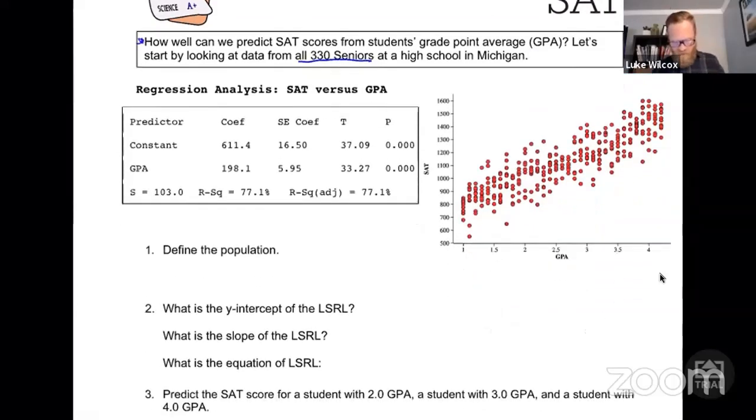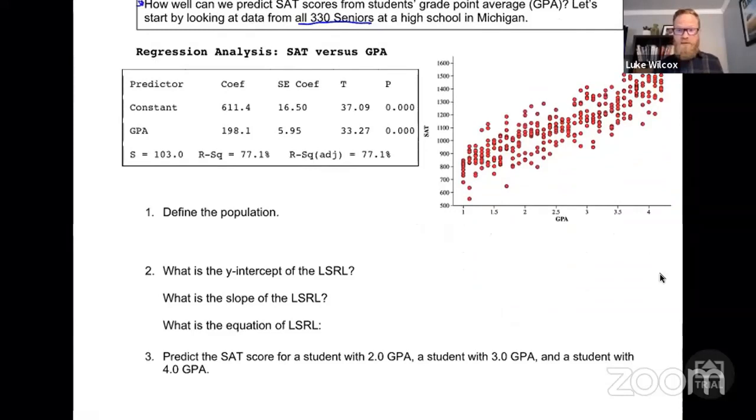Now, what we're given here is some computer output, which is going to be very, very important for us. And you likely saw this earlier in your course, but there are some numbers in that computer output that you had no clue what they meant.